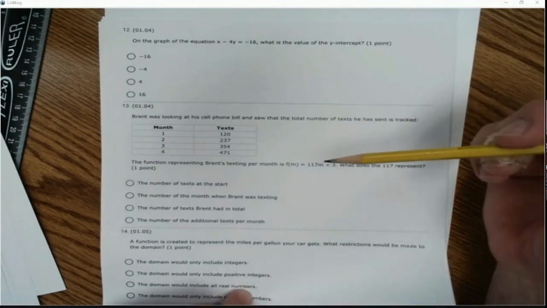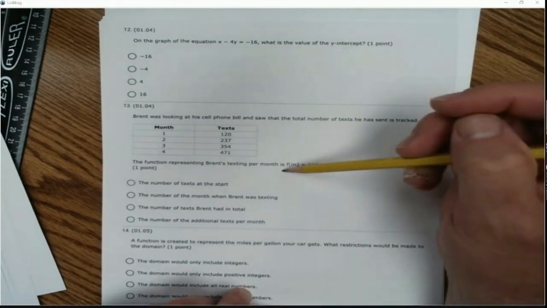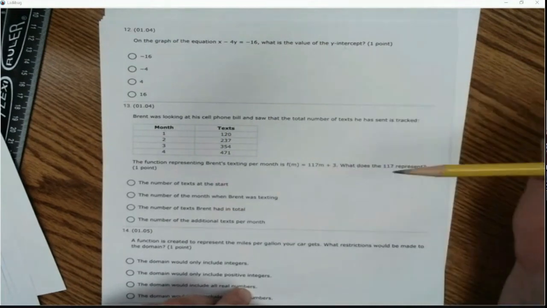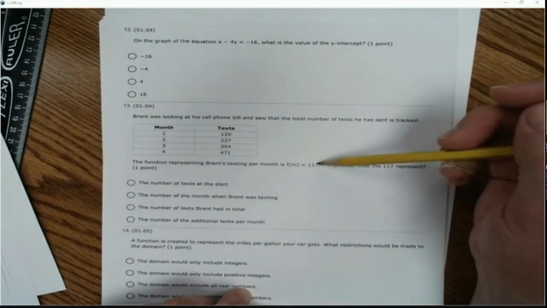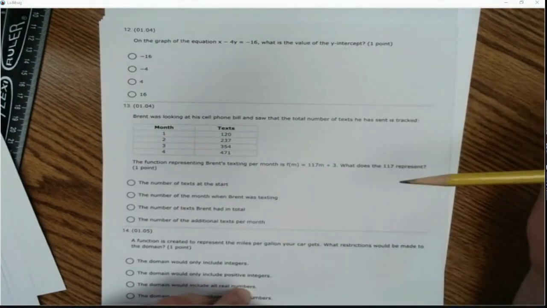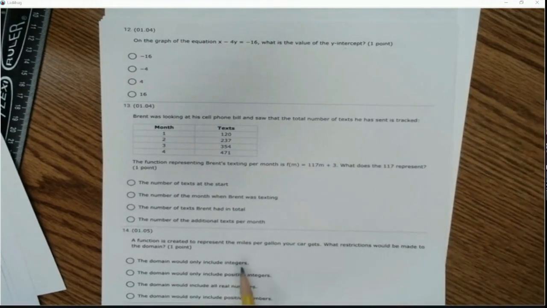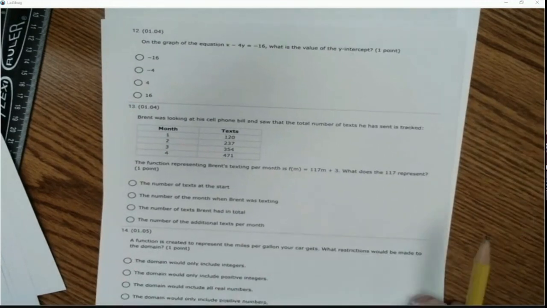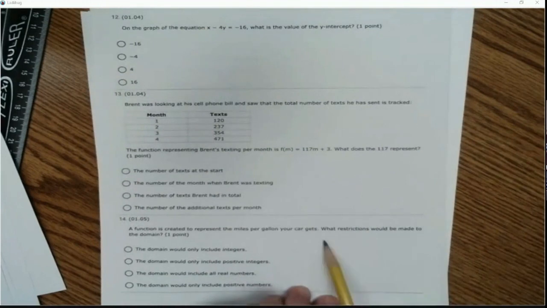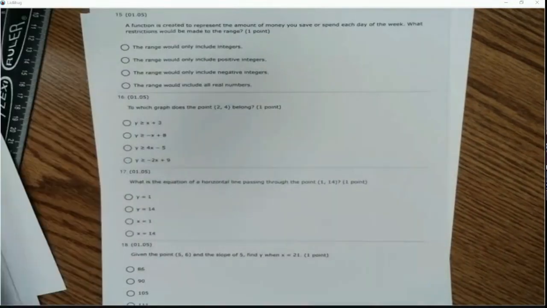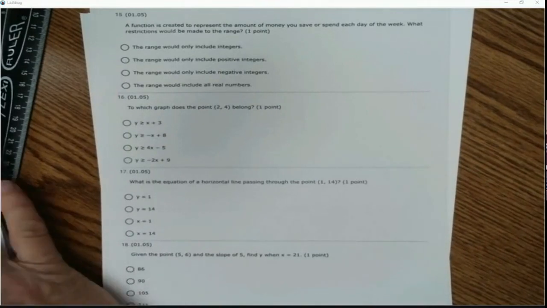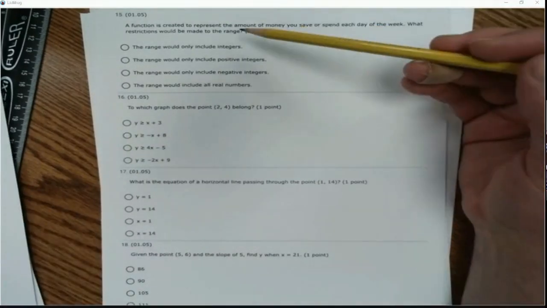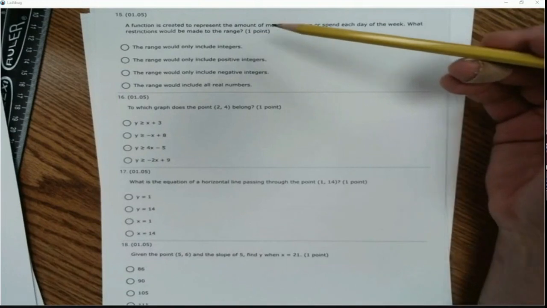Let's see. This gives you an equation that models this table and asks you what the 117 represents in that equation. What restrictions should be made to the domain? So giving you a situation, because depending on a life-like situation, we don't always have the negative infinity to infinity domain and different things. What restrictions should be made to the range up here?